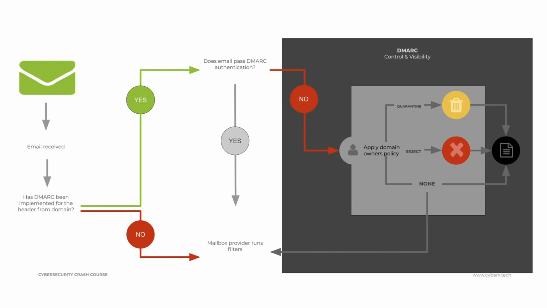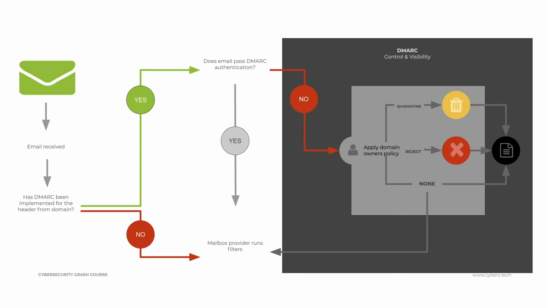So what happens is when an email is received, the recipient checks, has DMARC been implemented? Has the organization set up DMARC for that domain? If the organization has set up DMARC, they then check, okay, does that email pass the DMARC authentication in SPF and DKIM? If so, the mailbox provider runs their own filters, checks the email, sends it to the recipient. If the email does not pass DMARC, then some unique things can happen.